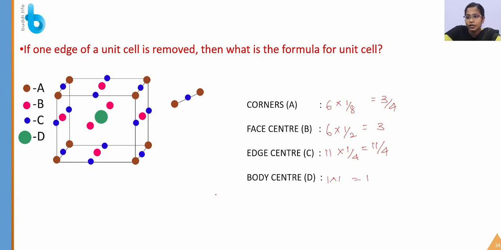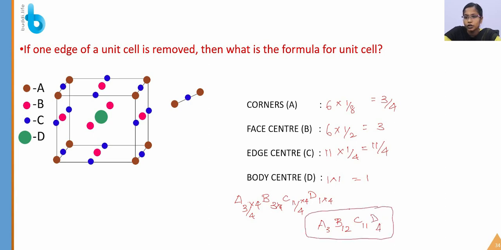Okay. So with this now we will write the unit cell formula. A 3 by 4, B 3, C 11 by 4 and D 1. So again it cannot be in a fraction. We are going to multiply with the highest denominator. So A 3 by 4 into 4 and B 3 into 4. C 11 by 4 into 4 and D 1 into 4. Okay. So A 3, B 12, C 11 and D 4. So this is the unit cell formula for this question.